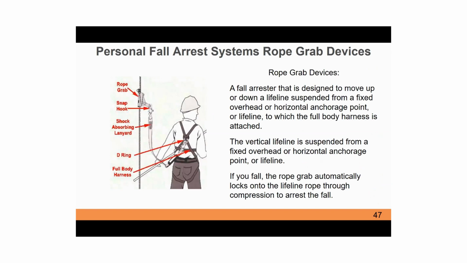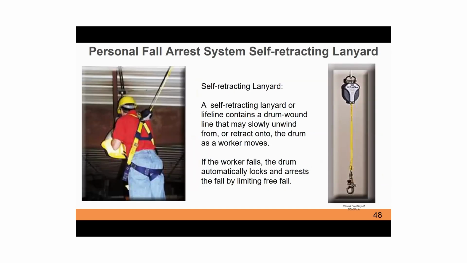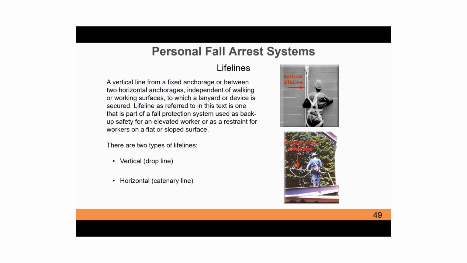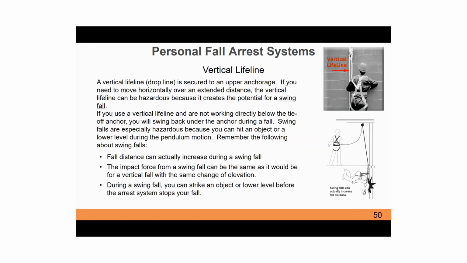The rope grab will automatically lock if the worker was to fall. And we see self-retracting lanyards as well, and I'm going to go over some of the requirements for each of these. The rope grabs will be attached to the lifelines. We see two types of lifelines, the vertical or the horizontal. The vertical lifeline is secured to an upper anchorage. The one thing you want to keep in mind if you are using a vertical lifeline is that the fall distance can actually increase during a swing fall.